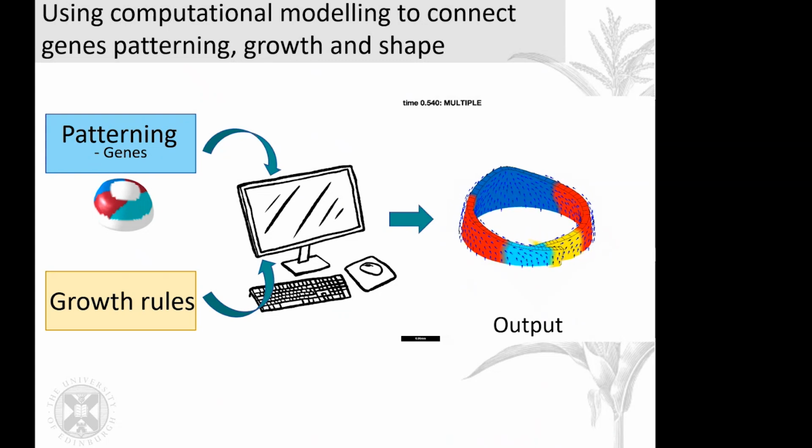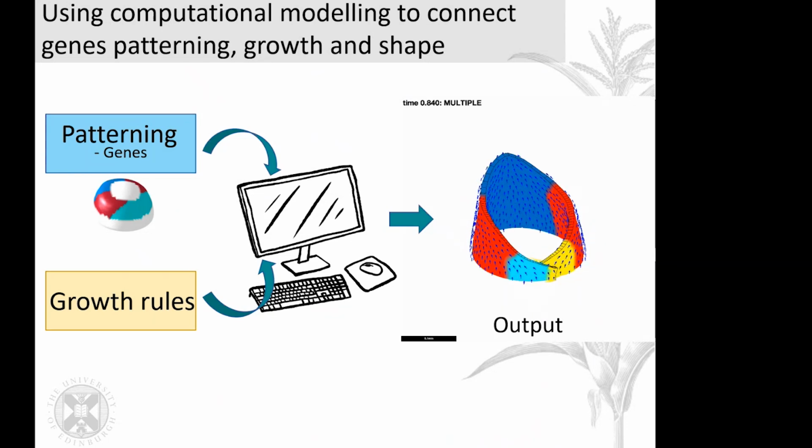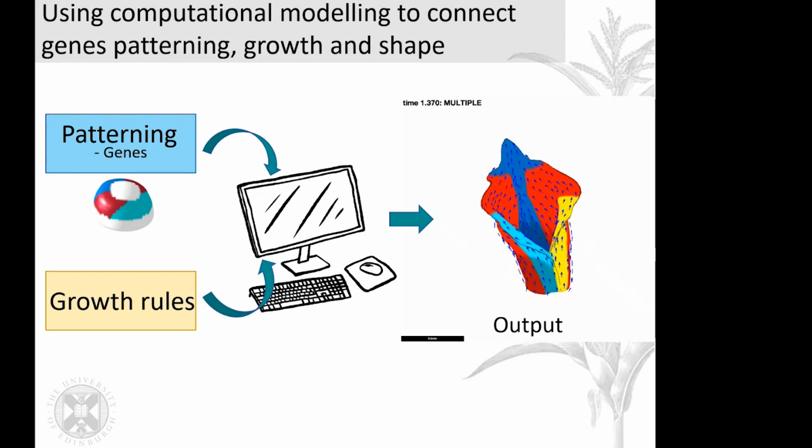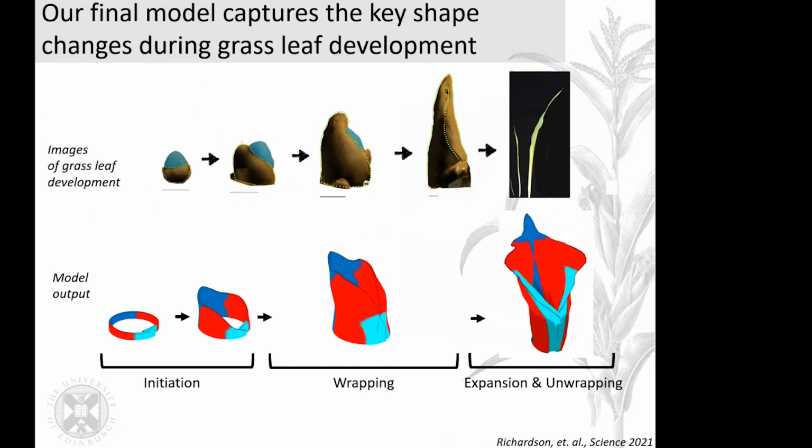And then we ask it to generate a model. And this is our most advanced model that we have. So we have our patterns in the different colors and we have different growth rules that we've introduced. And we can generate a leaf shape. We then take this model and we compare it back to the 3D images that we had generated before and say, how similar is it? If it's not very similar, we go back and we redo the model. We have new parameters. If it looks similar, we say we're done. So this model is able to capture the transition from a ring shape to a hood shape, to then wrapping and enclosing the meristem, to then expanding out to around this kind of stage in leaf development.